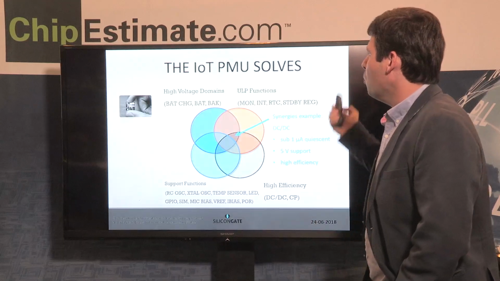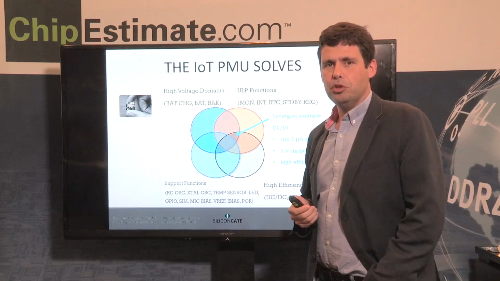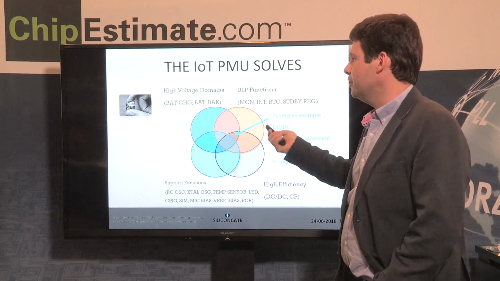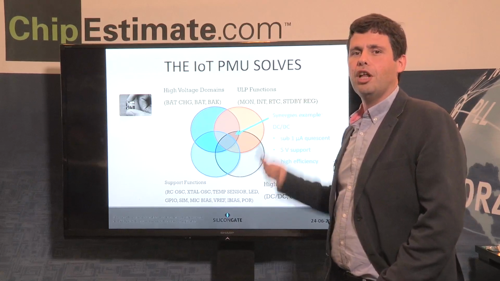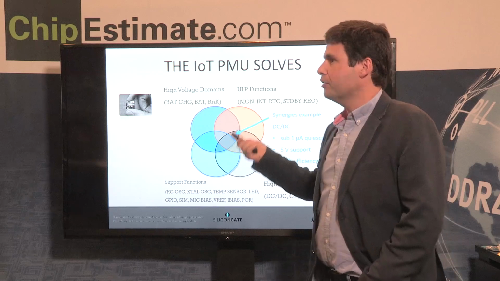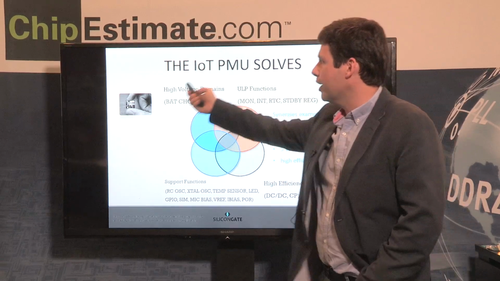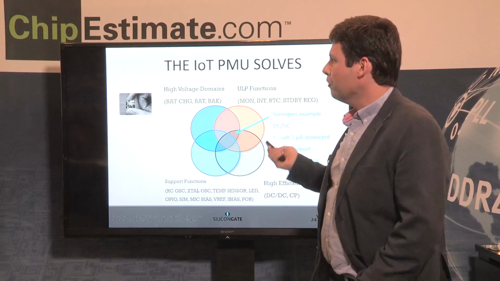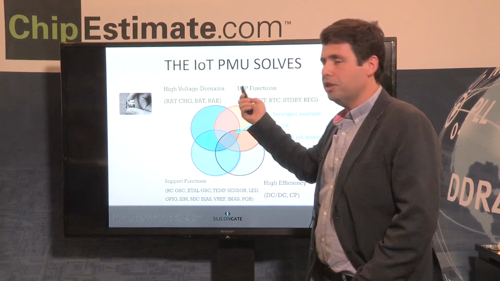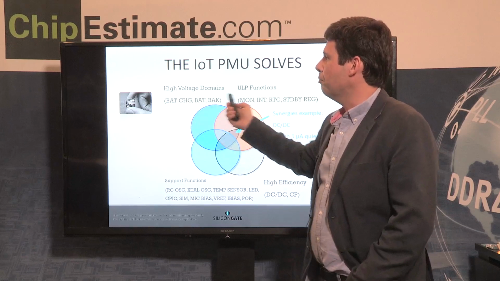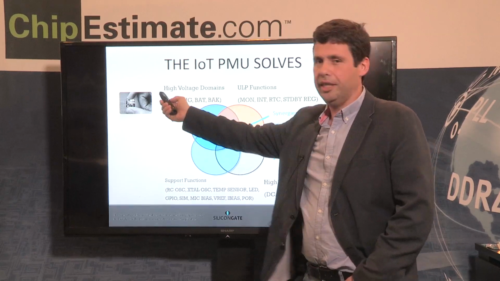Okay, so what does this IoT PMU solve? It solves all those nasty problems that you have on an IoT chip, that consume a lot of time and effort, and sometimes don't differentiate you because you're better at doing other things. So one of the things that you have on the IoT PMU that you don't have on most of the other IPs is that you need to be compliant with high voltage domains.